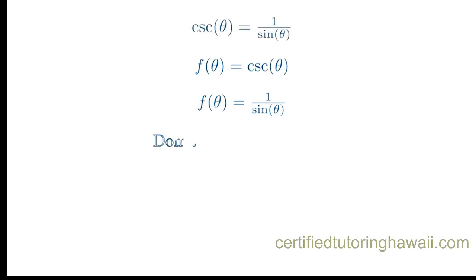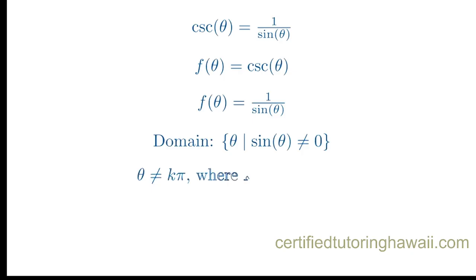The domain of cosecant is all real numbers except for the values of theta where sine theta equals 0. These values occur at 0, pi, 2 pi, and so on. We can write this as theta cannot be equal to k times pi, where k is any integer. Similar to secant, these exclusions are the locations of the vertical asymptotes for the cosecant graph.